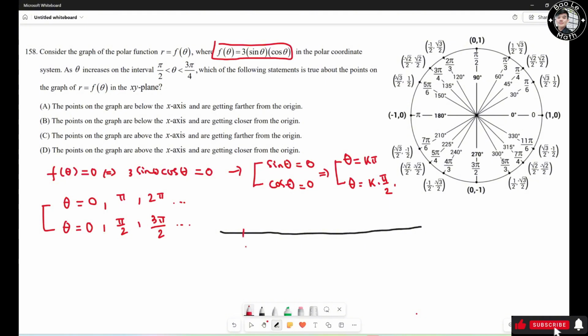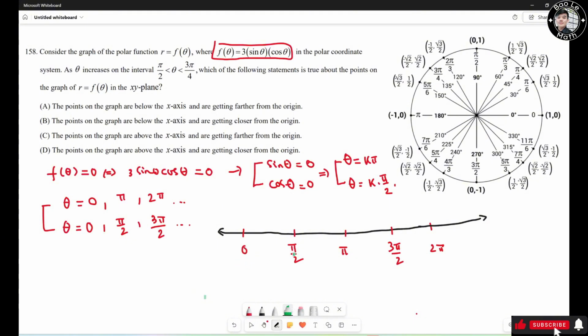I put 0 right here. The next one should be pi over 2, right? Next one should be pi. Next one should be 3 pi over 2. Next one should be 2 pi. Alright, now I'm going to check for the sign in each interval right here.